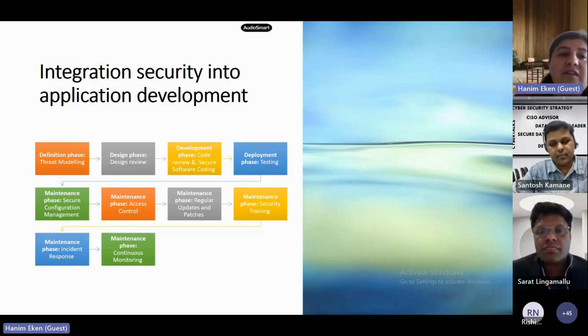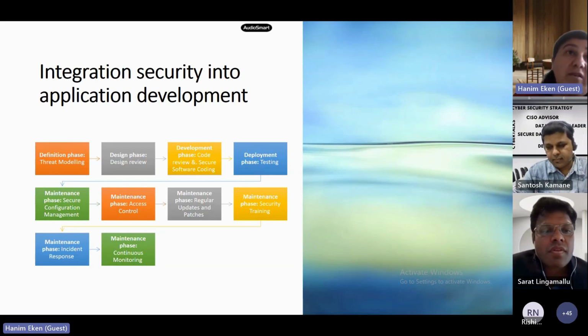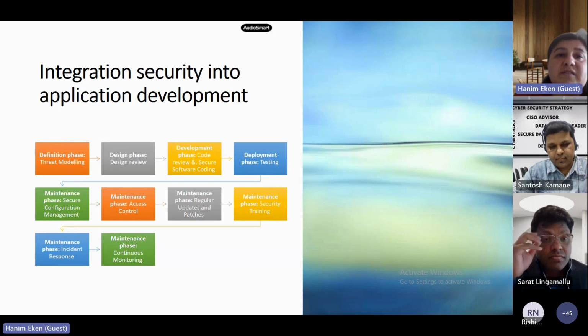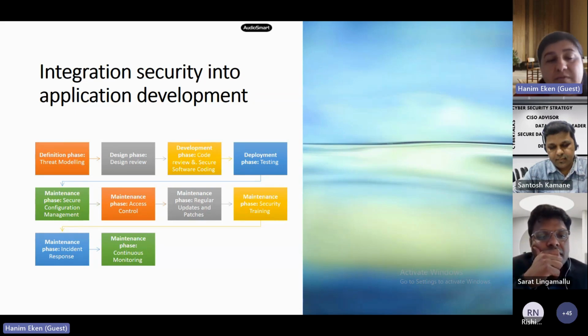Another thing is secure software coding. Developers need to be trained and educated on how to secure their code. This can also be done in the maintenance phase, but training starts in the development phase, because developers learn at the same time. When they next develop an application, they can do much better because of the previous experience.